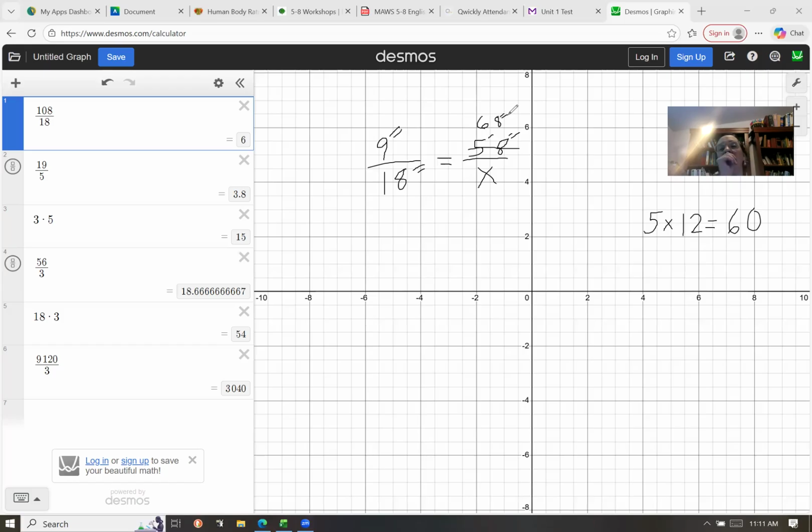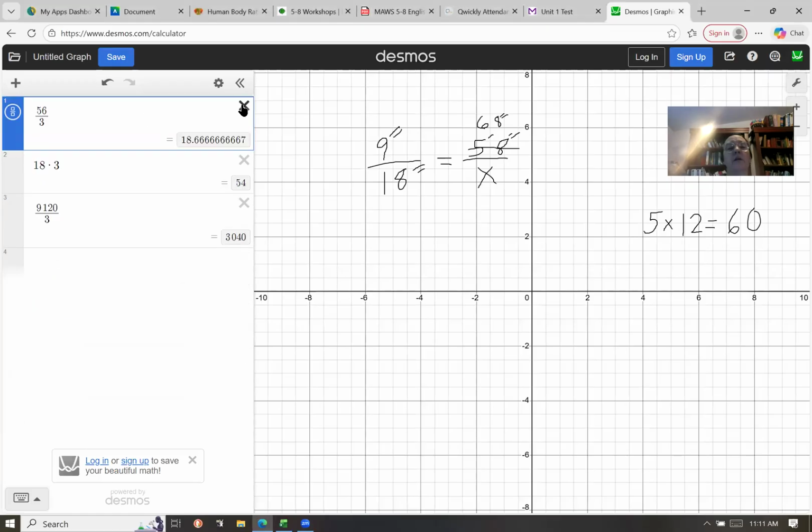And now we can take 68 times 18 divided by 9 to solve that proportion. And that gives us 136 inches for the height of the giant.